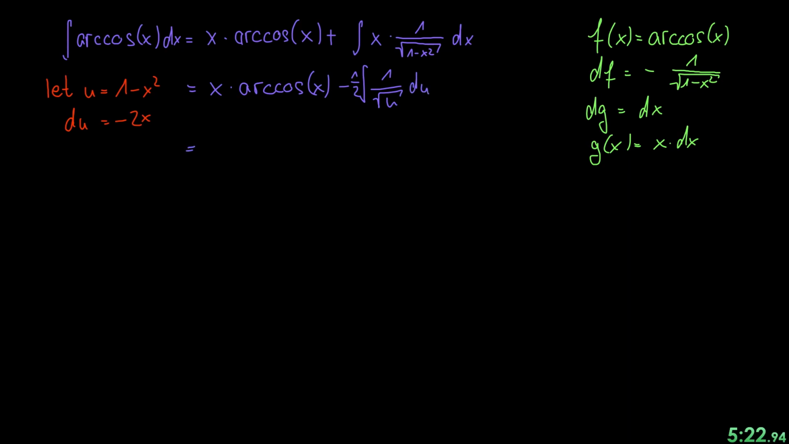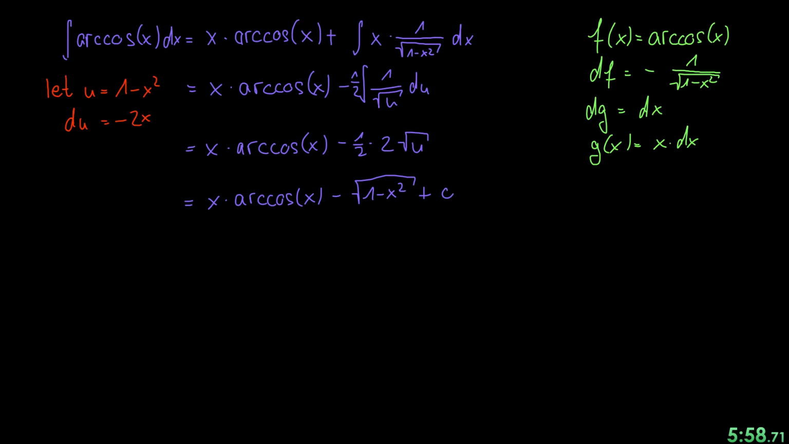Okay, almost done. The integral of 1 over the square root of u still hasn't changed since we started the video, so we have x times the inverse cosine of x minus 1/2 times 2 times the square root of u. We do our resubstitution and we get x times the inverse cosine function of x minus the square root of 1 minus x squared plus c.